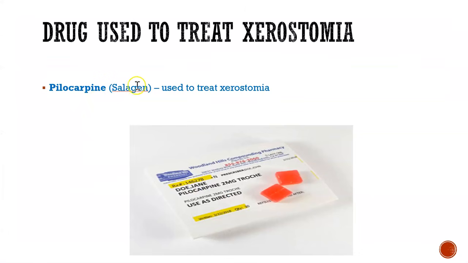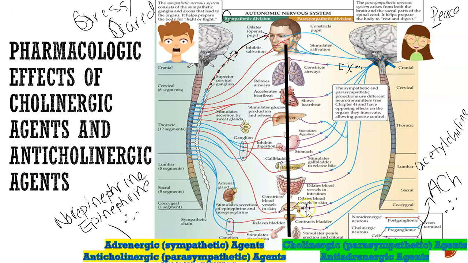Pilocarpine, this is a drug Salagen. This is a drug that's used to treat xerostomia. So this type of drug is actually, if we look over here, what type of drug do you think that is? And I know we touched on it briefly. If you take Salagen, which is a drug that stimulates salivary flow, would it be in the parasympathetic system or would it be within the sympathetic autonomic nervous system?